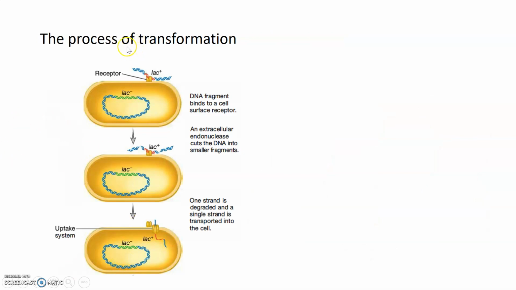The way that transformation works in one specific, very well-studied bacteria called S. pneumoniae is outlined in this image here. In this case, linear DNA in the external environment can bind to receptors or DNA binding proteins on the surface of this competent bacterial cell. Once the linear DNA binds to receptor proteins, enzymes called endonucleases can cut that linear piece of DNA into smaller pieces. One strand of this double-stranded molecule will be degraded, and then that single strand can be fed into the cell through what's known as an uptake system.